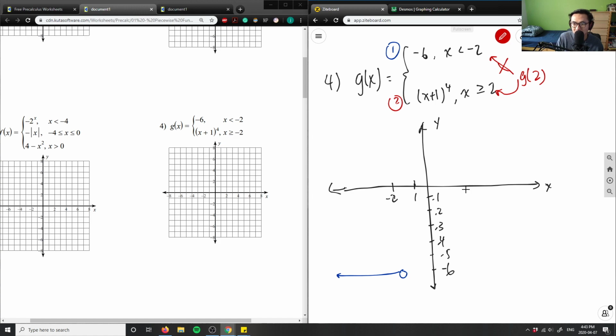So I'm going to work on the second part here. For me to find out where the discontinuity is, I'm going to have to sub in g at -2 for this function here.